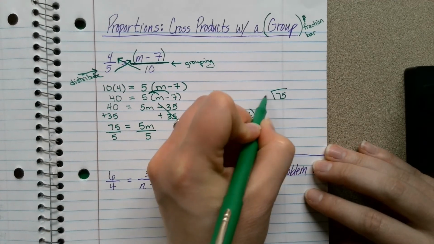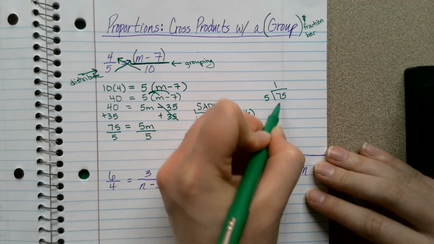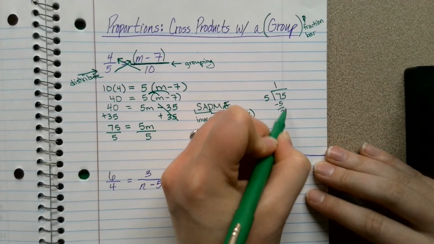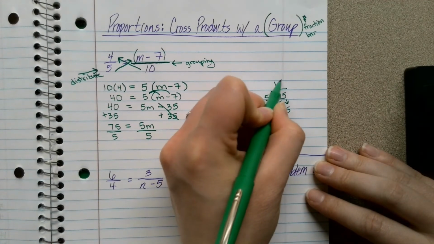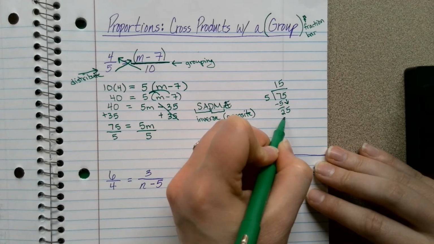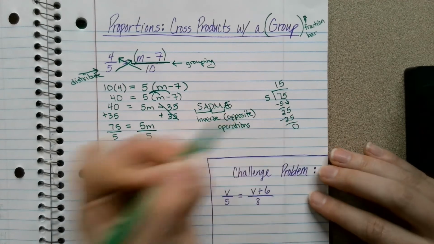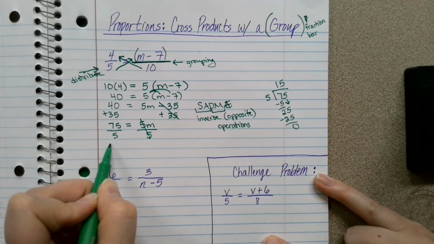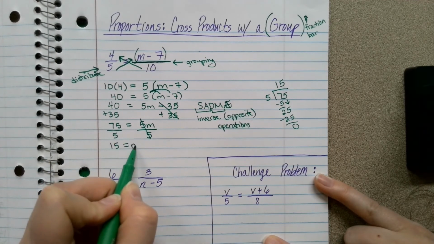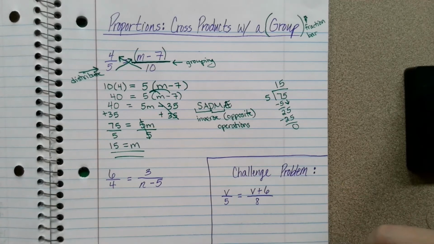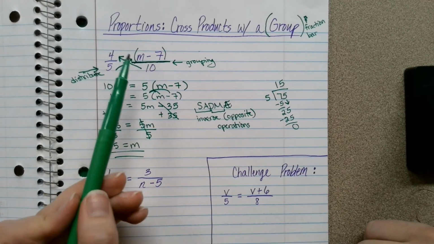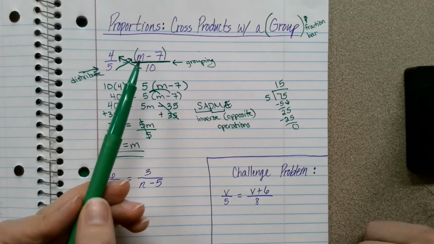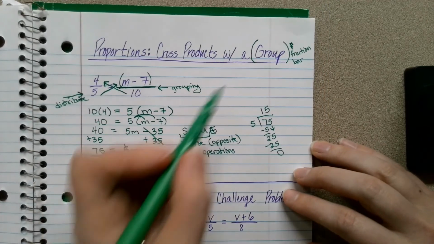75 divided by 5. It goes in there once, with 2 left over, bringing down the 5, which goes in there 5 times exactly. So we know 75 divided by 5 is equal to 15. So 15 was our missing value that would make this true. If we wanted to check, we can always plug that back in to simplify.